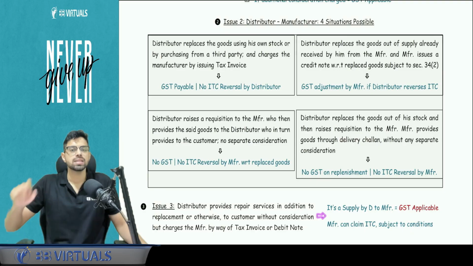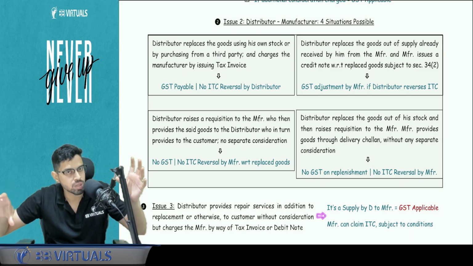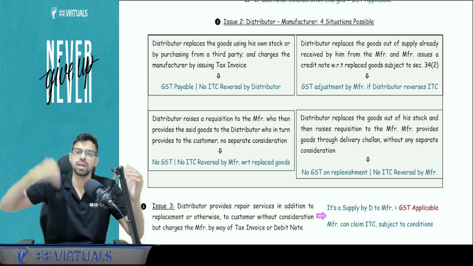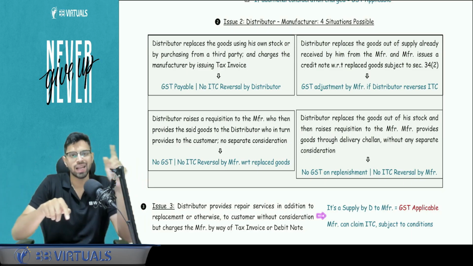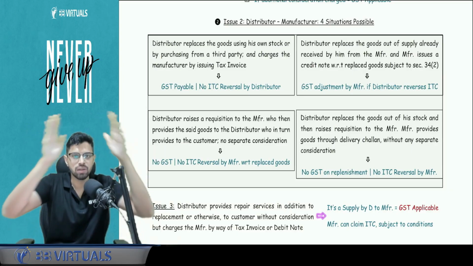Why deal? See, the liability of warranty is on the manufacturer, that is Dell. But here, because Aditi Enterprises was involved in the picture, Aditi Enterprises provided me the replacement. But whose liability was it? The liability belonged to Dell. So now Dell and Aditi Enterprises are going to deal with each other.